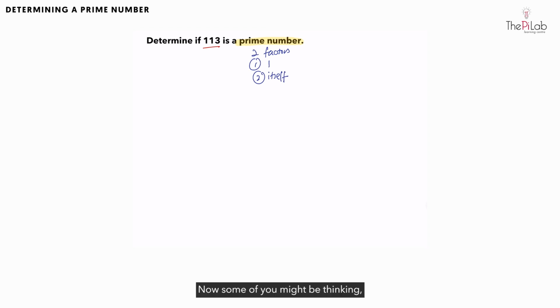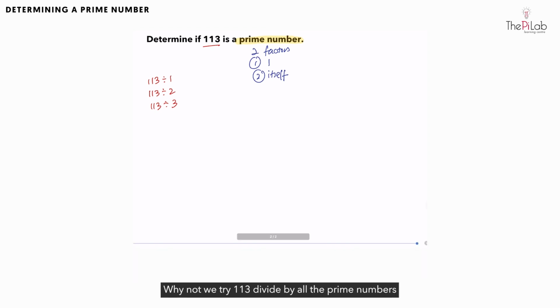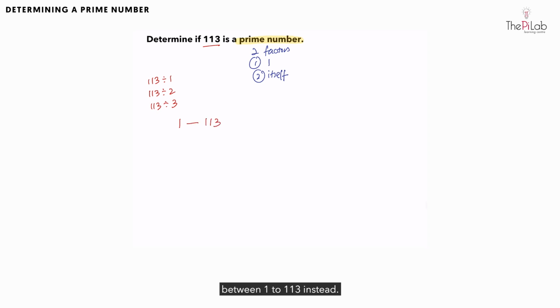Now some of you might be thinking, I know, I'm going to take 113 and divide it by all the numbers below 113, beginning from 1. So you take 113 divided by 1, 113 divided by 2, 113 divided by 3. And then some of you might be thinking, no, that would take up too much time. Why don't we try 113 divided by all the prime numbers between 1 to 113 instead?